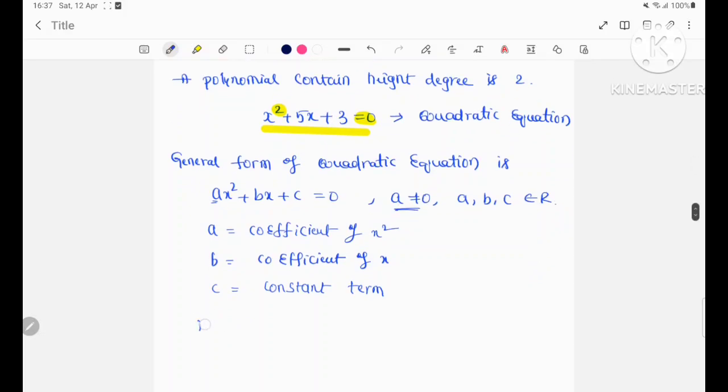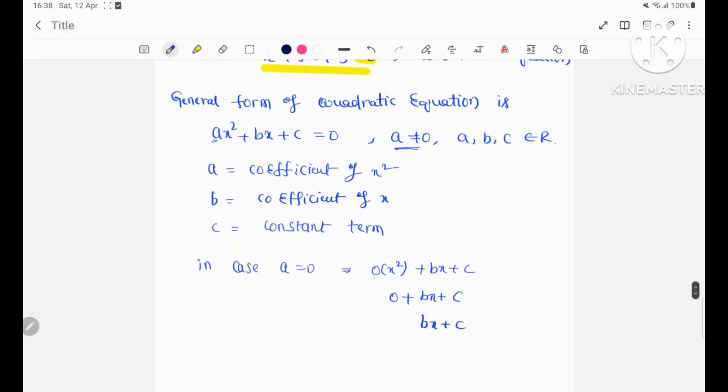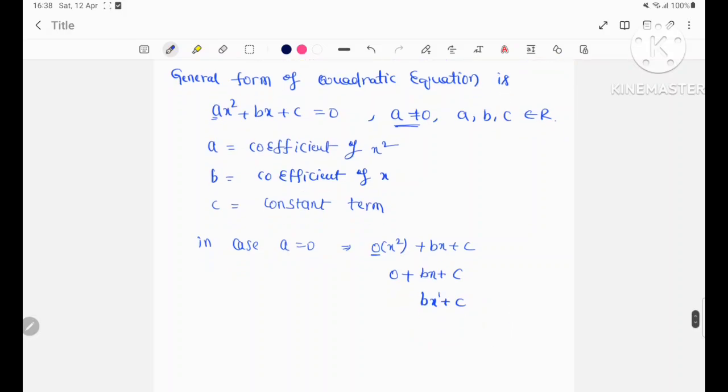For example, in case a is 0, then 0 into x square plus bx plus c means 0 plus bx plus c, which is bx plus c. Here if a is 0, we get only a linear polynomial, that means the highest degree is 1. So it is not a quadratic polynomial. That's why a should not be equal to 0.